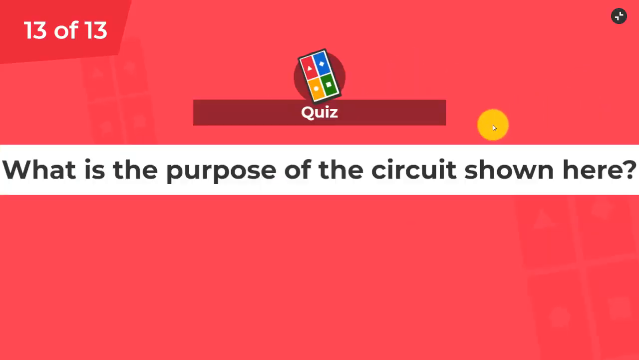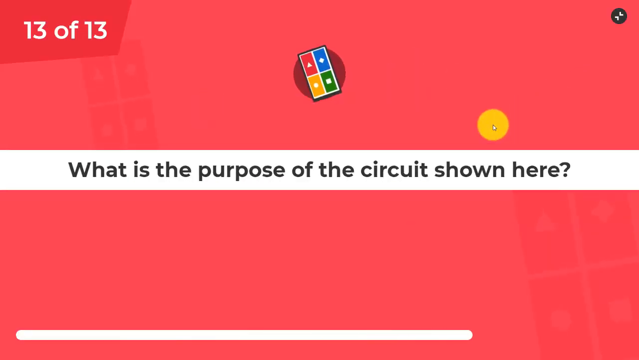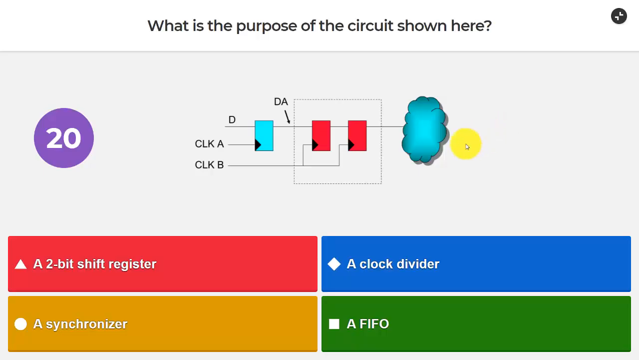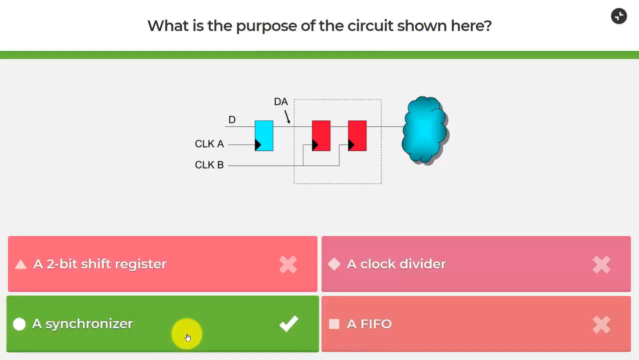And last but not least, question 13. What is the purpose of the circuit shown here? So, what do we see here? Do we see a 2-bit shift register? Do we see a clock divider? Do we see a synchronizer? Or do we see a FIFO? Well, anybody who's seen this before knows that it's a synchronizer.